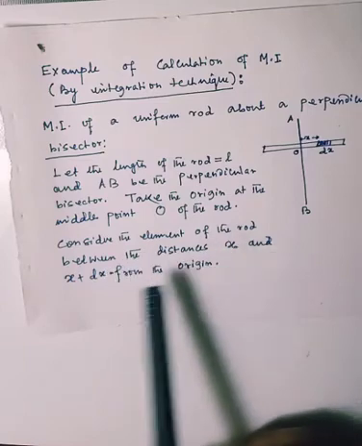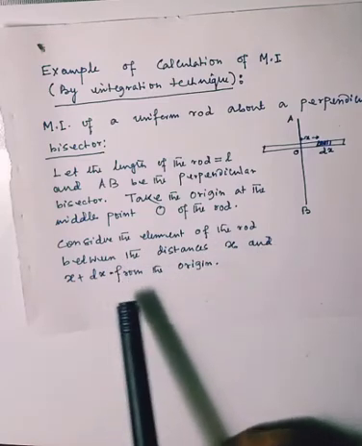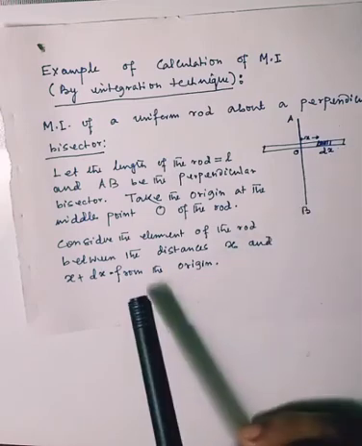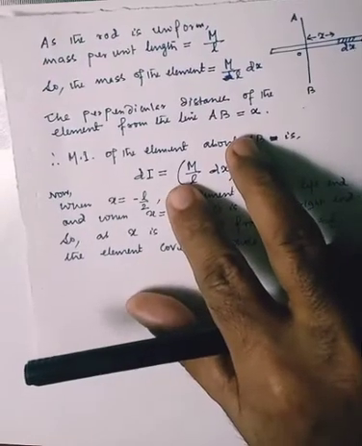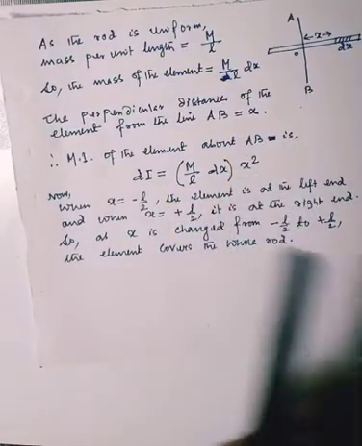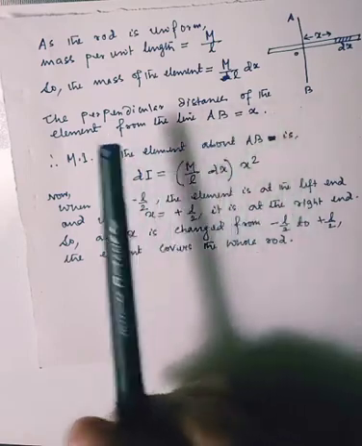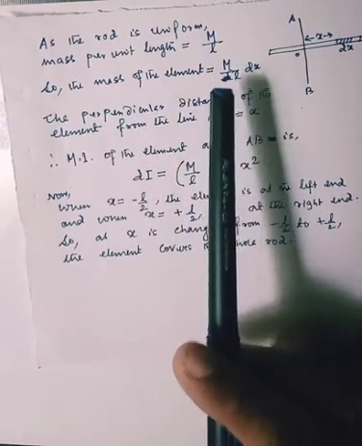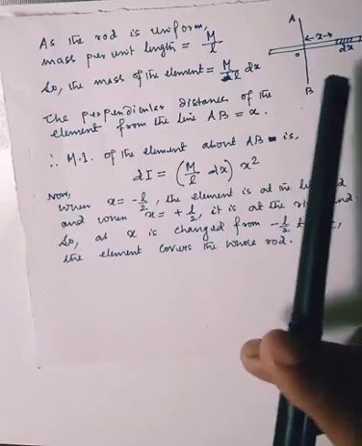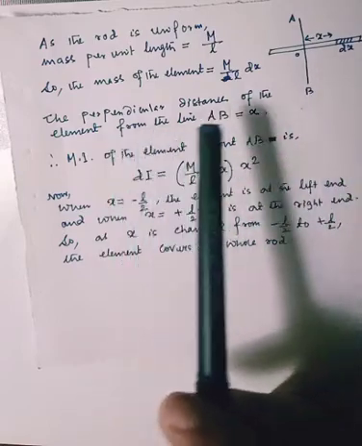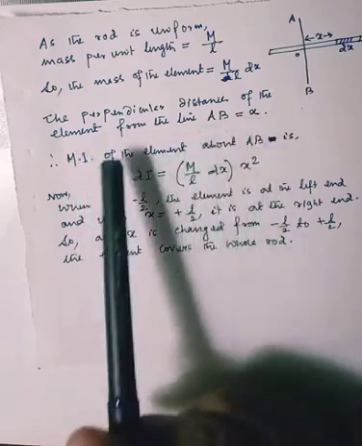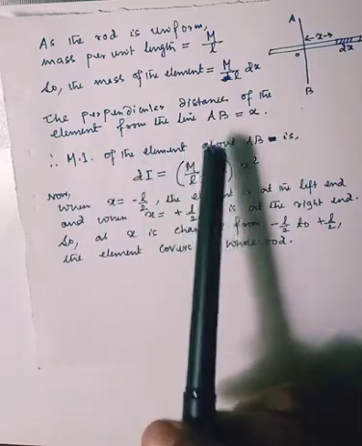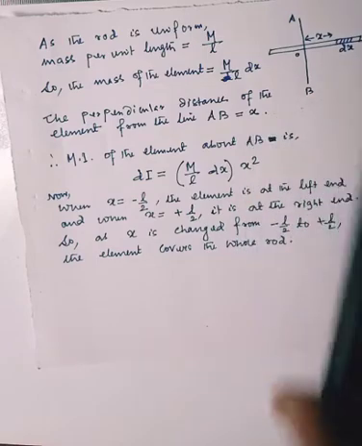Consider the element of the rod between the distances x and x plus dx. So this is the element from the origin. Now, as the rod is uniform, its mass per unit length is equal to capital M by L, where capital M is the mass of the entire rod. So the mass of the element is equal to M by L into dx. The perpendicular distance of the element from the line AB is equal to x, as we have already said.